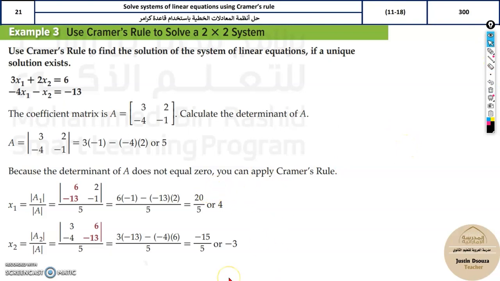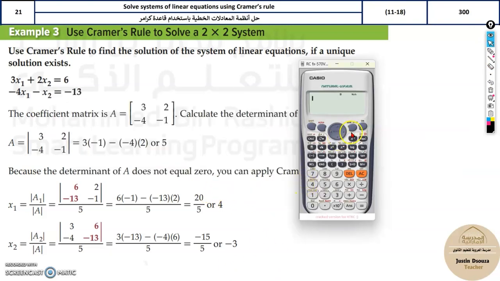And you can check this answer, various methods of check, but the easiest would be calculator method. Just click on mode, then press 5 for equation, and then you can see there are two simultaneous equations, that's 1. And all you do is whatever is the coefficient of x1, that's 3, 2, 6, and over here we have minus 4, minus 1, and minus 13. Now the answer is 4 and minus 3. The first value is of the first coefficients, that's x1, and y is minus 3.